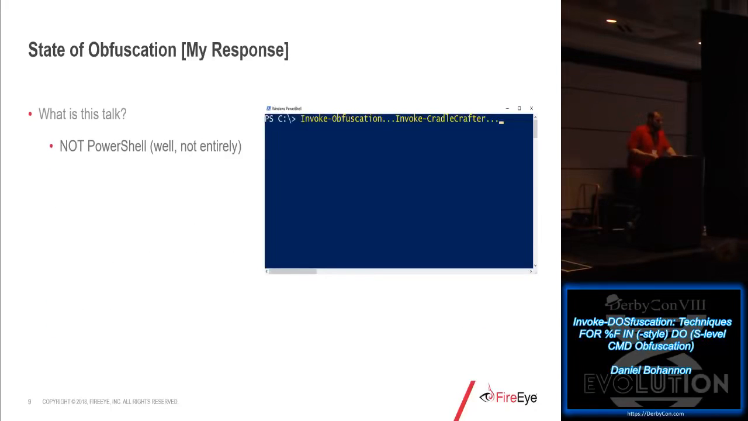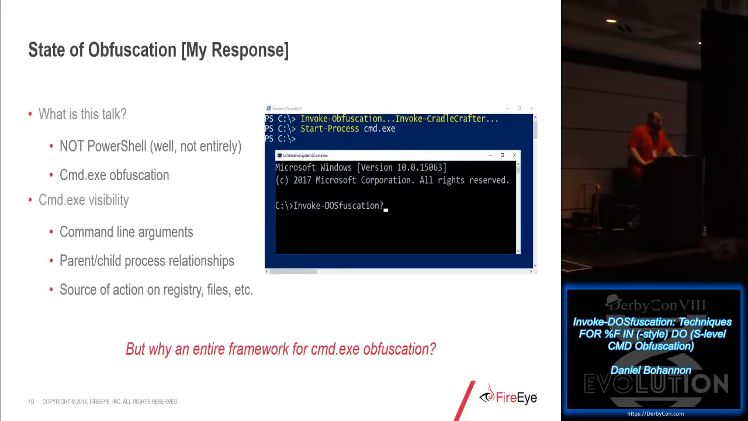So this talk isn't about any of the PowerShell obfuscation. We're going to be completely sticking with cmd.exe. And primarily, as a defender, when people look at detections, you're going to see detections written on command line arguments. That's kind of the easiest to get to or the most common.